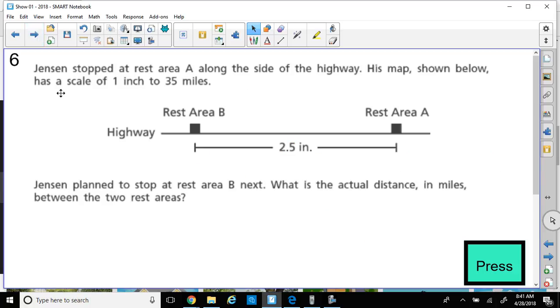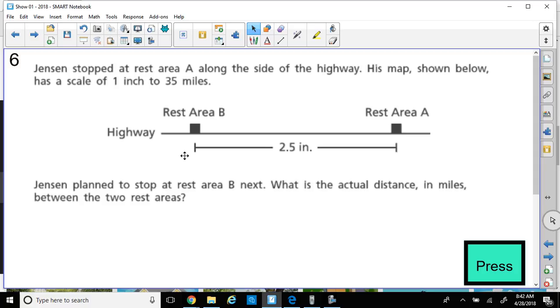All right, here we go. So Jen stopped at a rest area A along the side of the highway. His map, shown below, has a scale of 1 inch to 35 miles. So Jen planned to stop at rest area B next. What's the actual distance in miles between the two rest areas? So here's rest area B, which he plans to stop at next, and here he is at rest area A. And the distance between the two on this map is 2.5 inches.